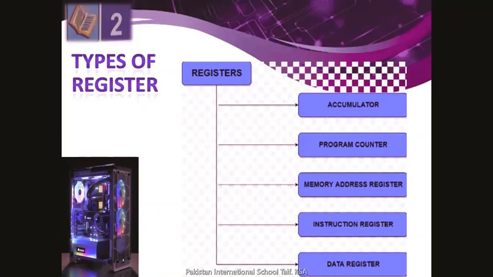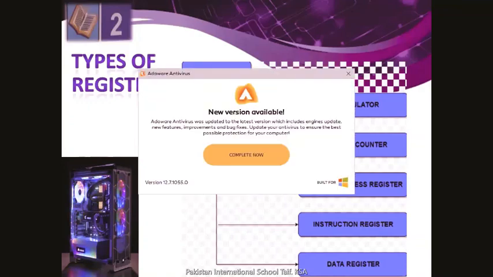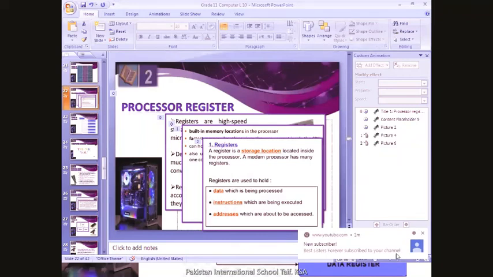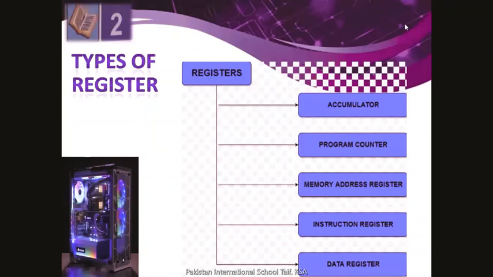Then we have the instruction register. Then we have a data register. The data register is used to hold the currently executed data required by the instruction. When you want to execute the instruction, your data is loaded into the data register.